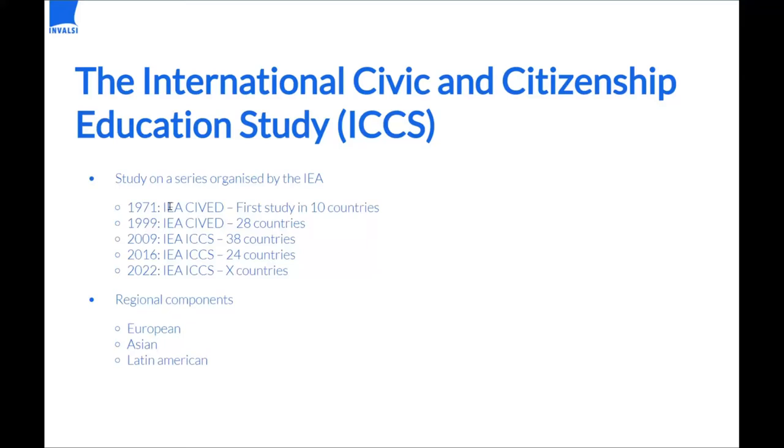the first study that was run by the IEA in the 70s, in only 10 countries, included a test on civic education. Later on, in 99, there was the first civic education study in which 28 countries participated. In 2009, we had 38 countries. 2016, which is the data that we have available and the one that we are going to use today, has 24 countries. And they are now recruiting countries. They have started the process. Actually, they should be collecting data sometime soon in 2022, next year, which is going to be the next ICCS. We don't know yet how many countries we are going to have there.